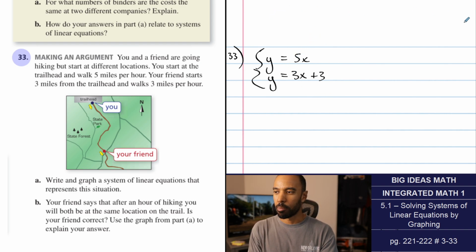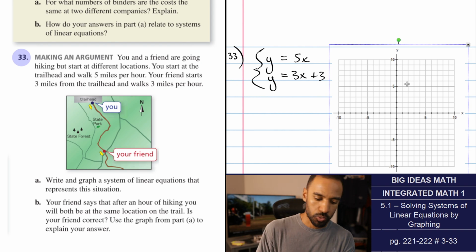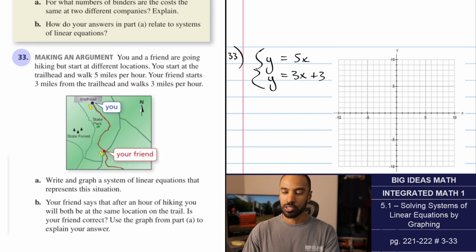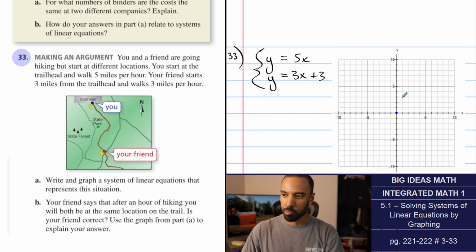Write and graph a system. So I wrote it. That represents the situation. Let's graph it. Y equals 5x, y equals 3x plus 3. I think this is going to go off the graph, the axes here. Oh, wait a second, never mind. This isn't 5x plus 5, it's just 5x. Maybe it won't go off the graph.